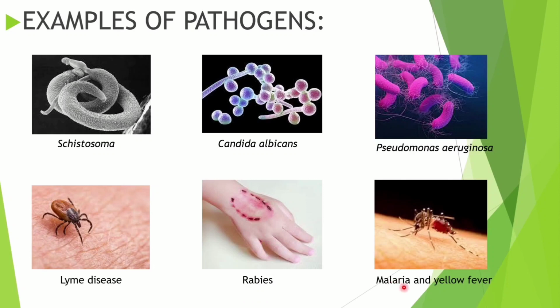The next one is malaria and yellow fever. Malaria is caused by a type of Plasmodium, namely ovale, falciparum, vivax, malariae and knowlesi, in which mosquito acts as a vector. And even in yellow fever, mosquito acts as the vector.